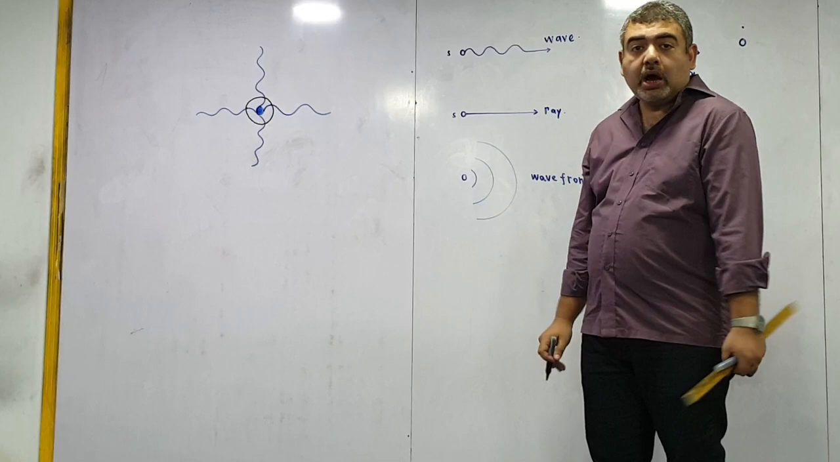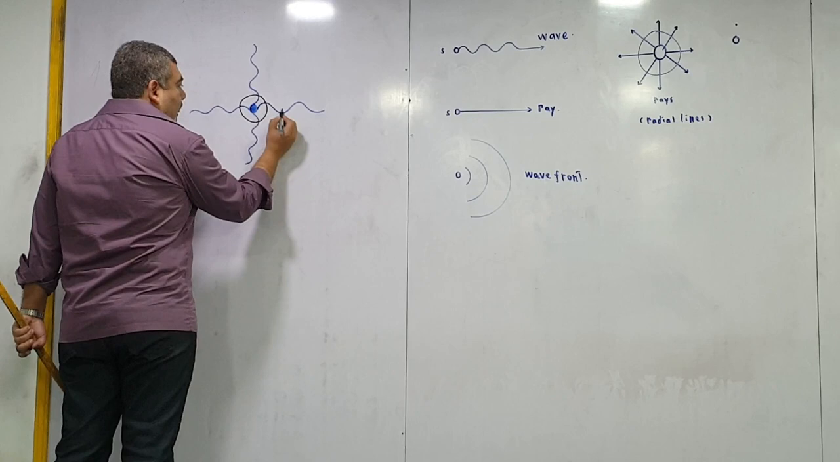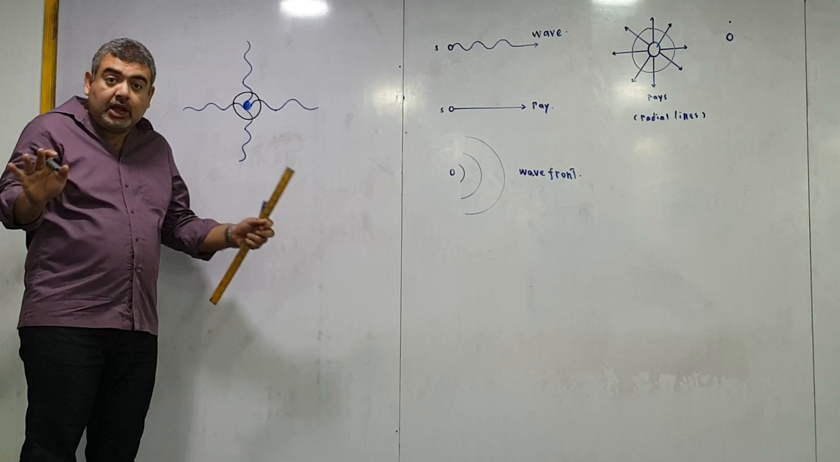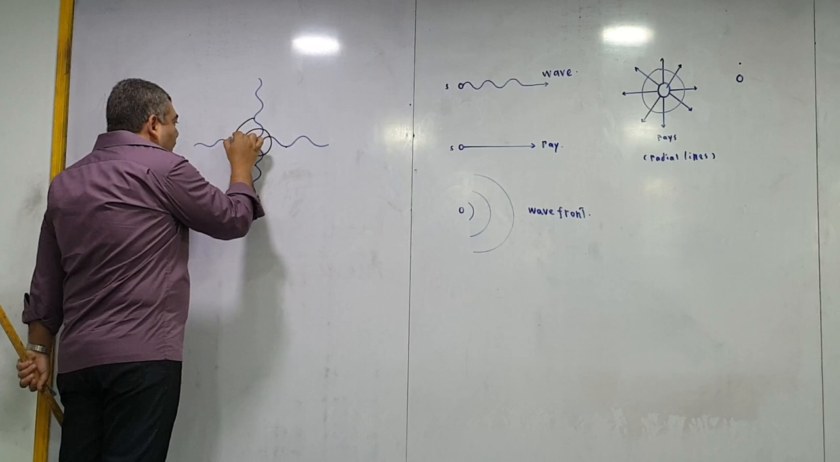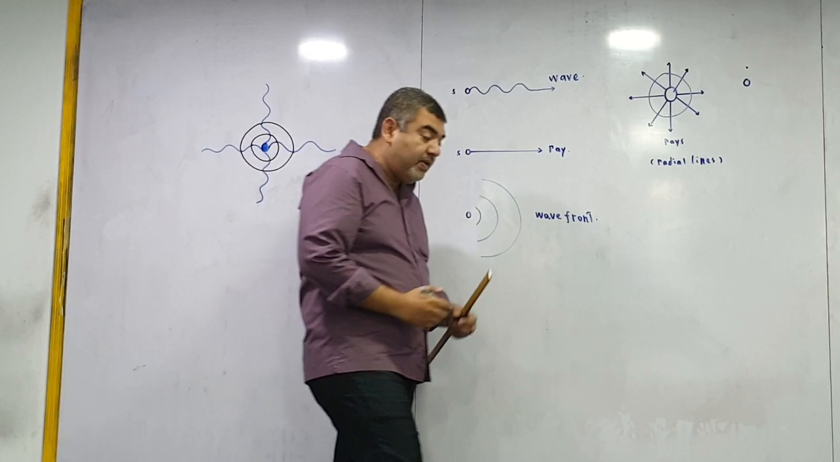Now I joined the crests. Moving ahead, these are the troughs. These troughs have the same source, and the same distance from the source. I locate all these points like this, and we get a wavefront. But what actually is a wavefront? A wavefront is the locus of all the points on the wave which are in the same phase.